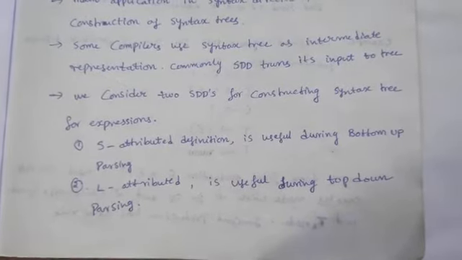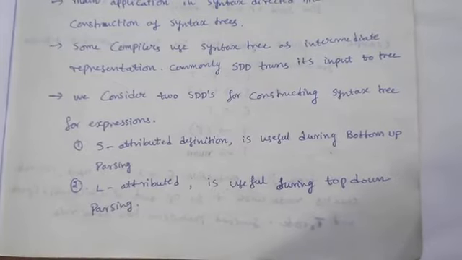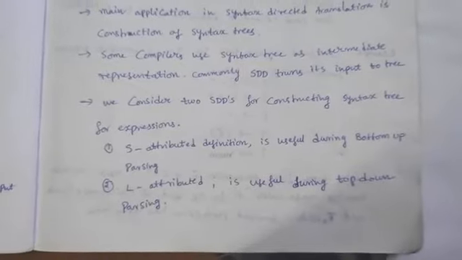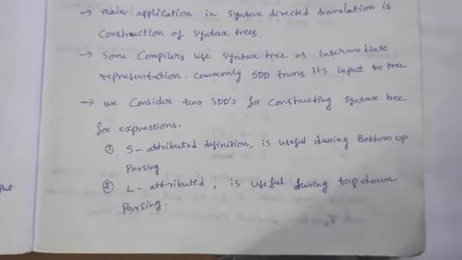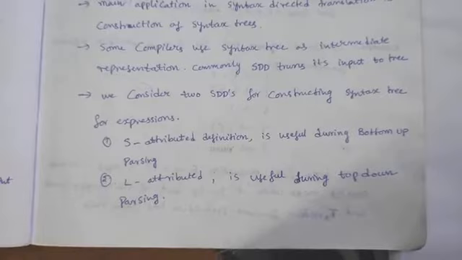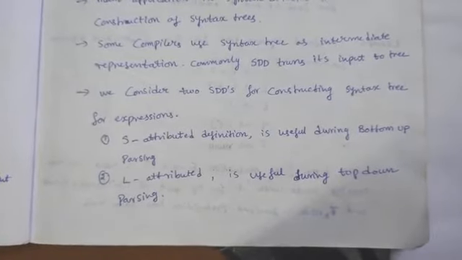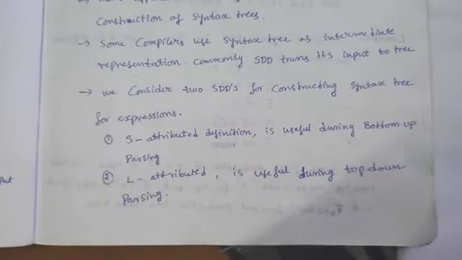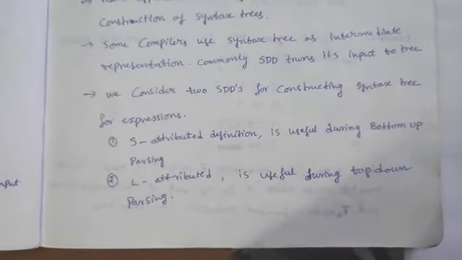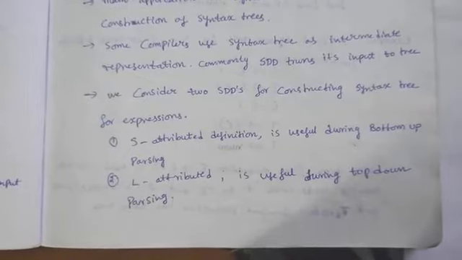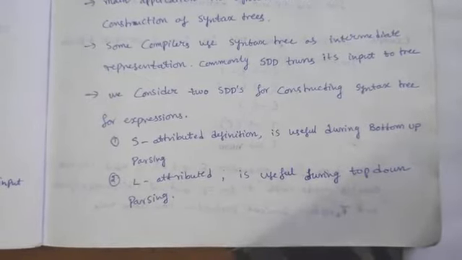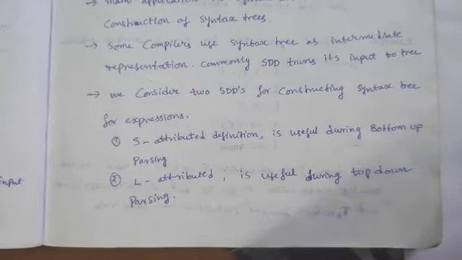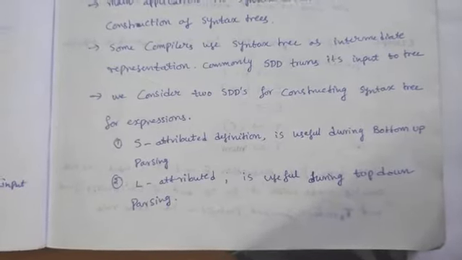So normally an S attributed definition can be used in bottom up parsing. Why? Because here the values are passing from leaf elements to the root element. And in an L attributed definition, the data is passing from the head to the leaf nodes in a reverse manner. That's the reason it is used for the top down approach, and S attributed is used for the bottom up approach.